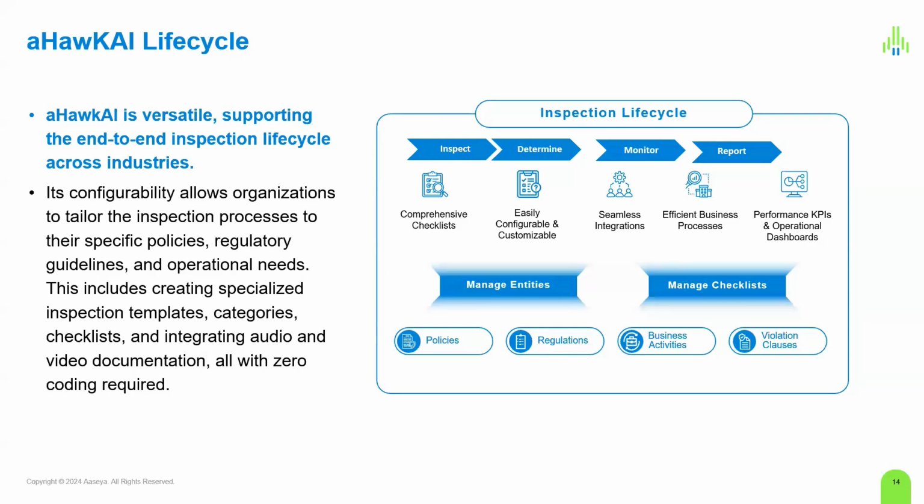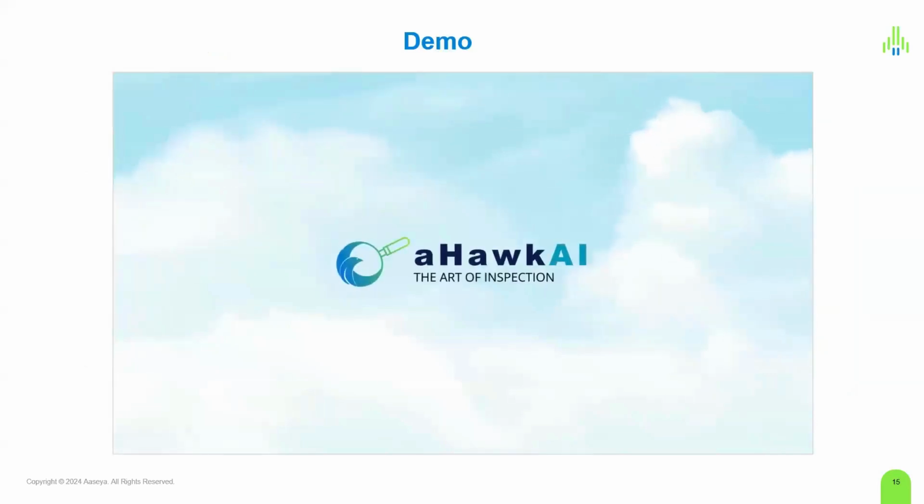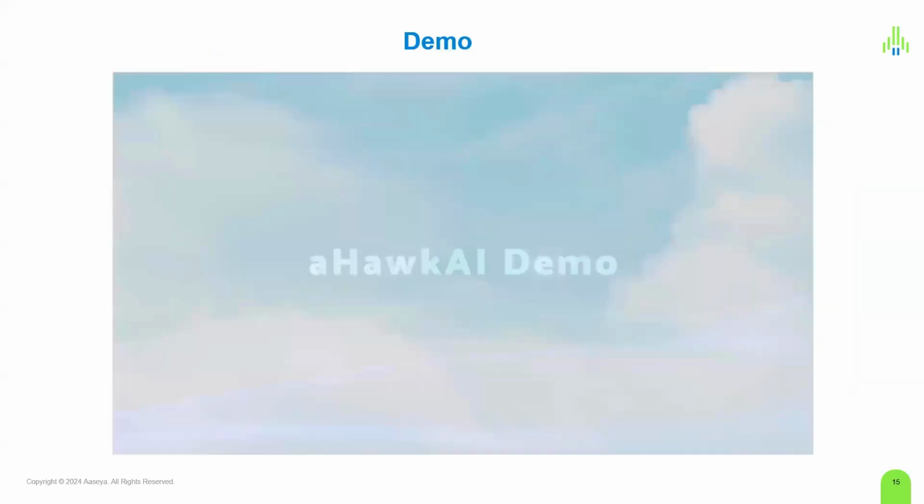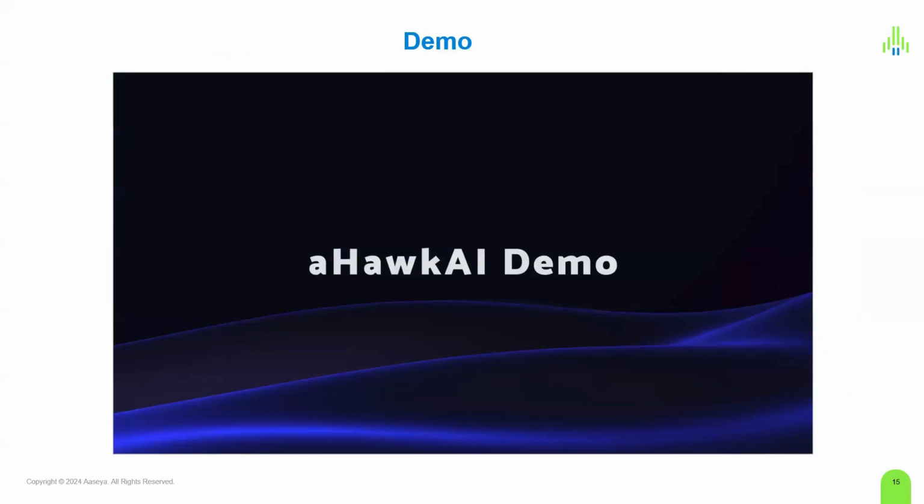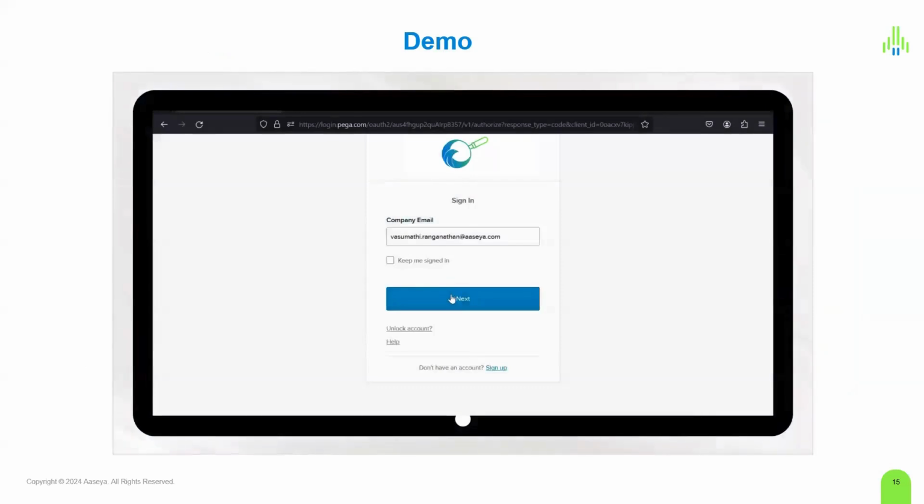Now let's move on to the next slide where we can go through a brief demo of the AHawk AI tool. A Hawkeye demo. Let us explore an end-to-end case journey of a fire inspection safety example, highlighting the three key personas involved. Persona 1, Inspection Manager.